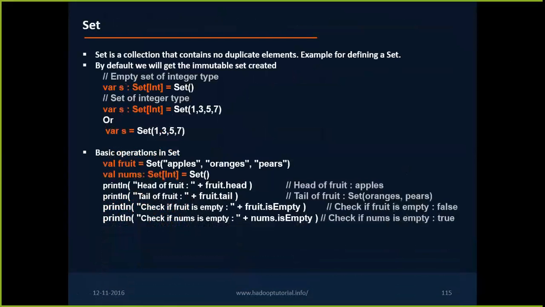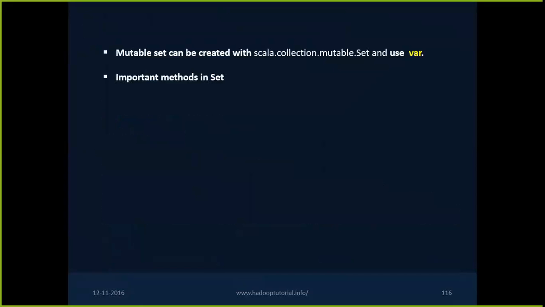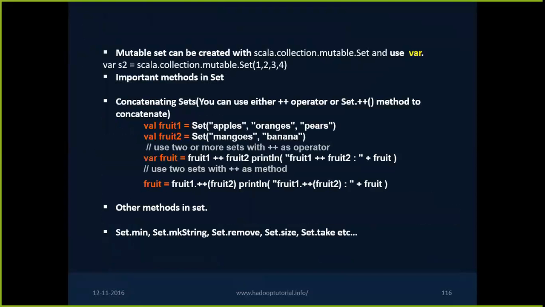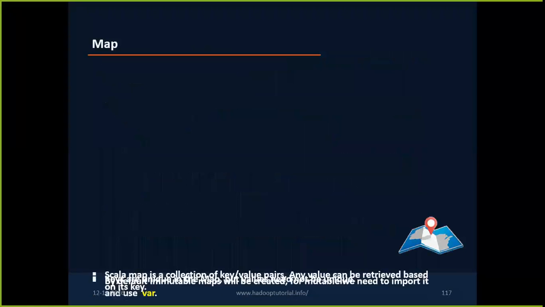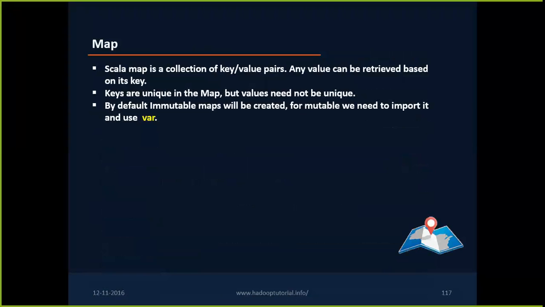And for list and set, all the operations look pretty similar. The only thing is, a set will have unique values, and lists may have duplicates as well. Okay, and coming to the map, same as your Java collections, maps here as well.